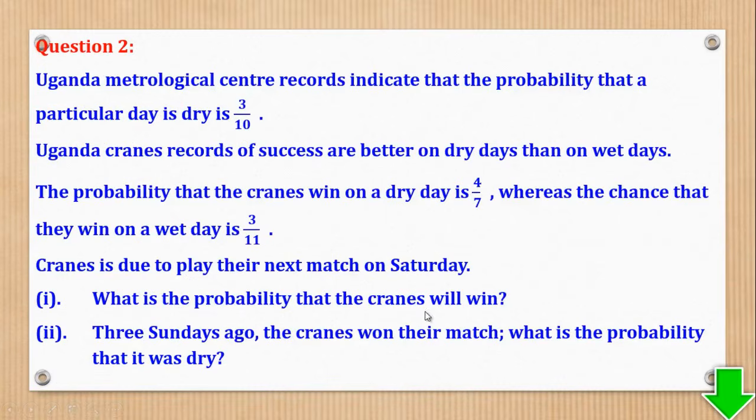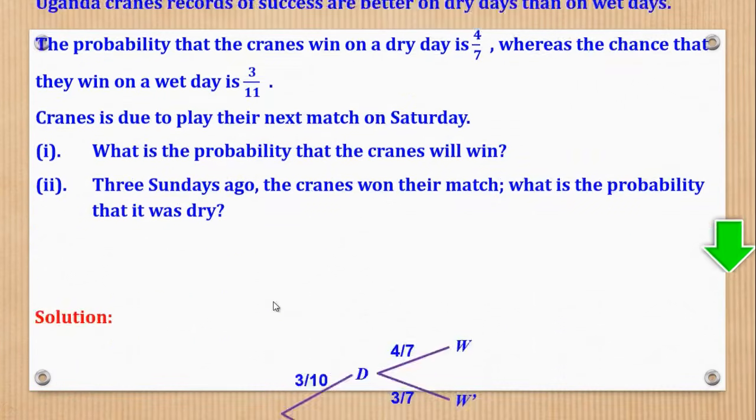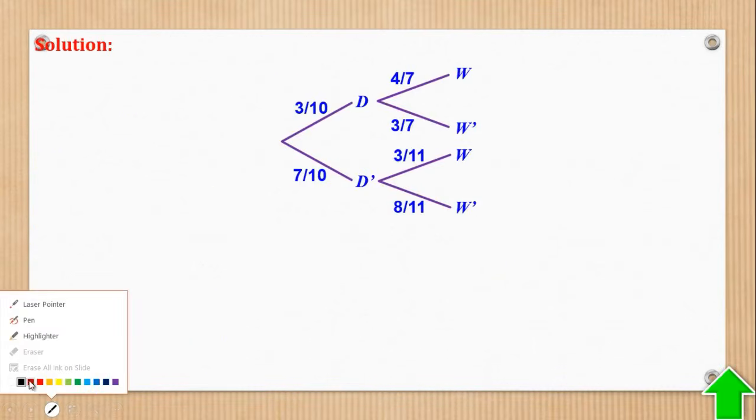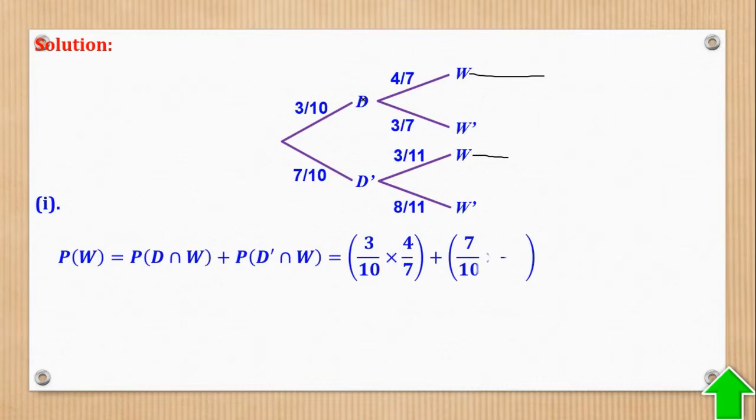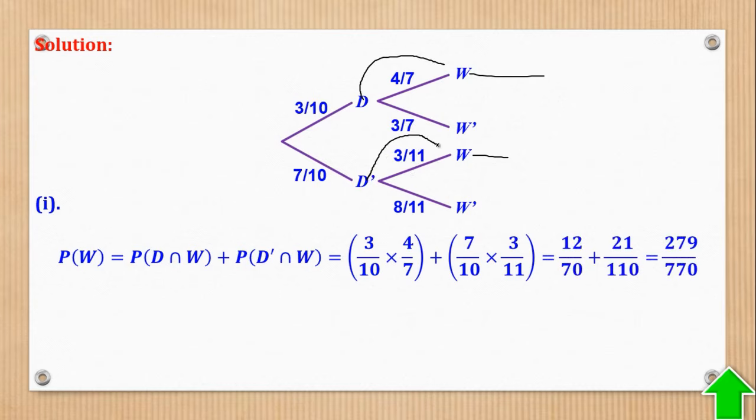Question 1 is the probability that Cranes will win. So win is here. There is this win and also this win. The first win is D intersection W, and the second win is D complement intersection W. So D intersection W is this times this, which is here, and D complement intersection W is this times this, which is here. So using a calculator, I'll come up with this as the answer.